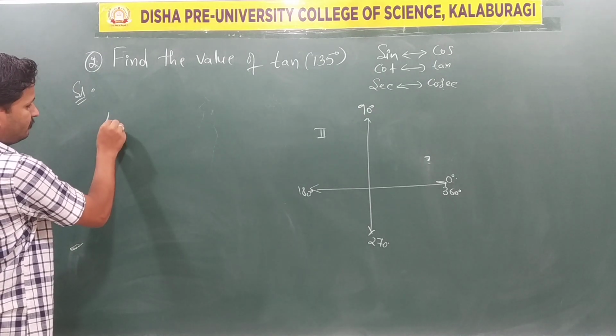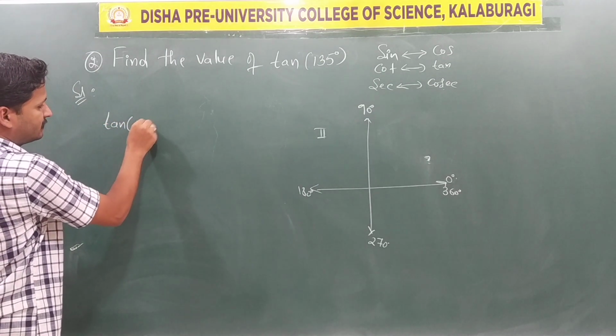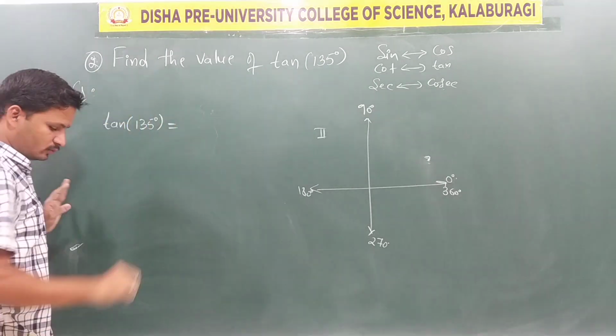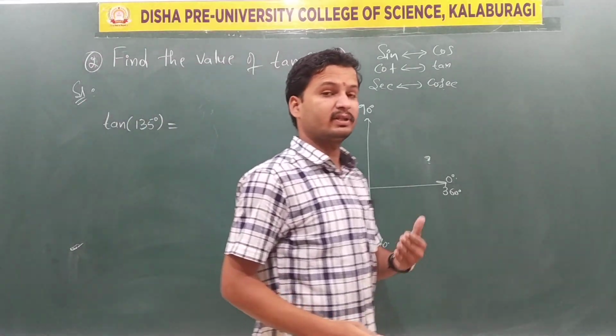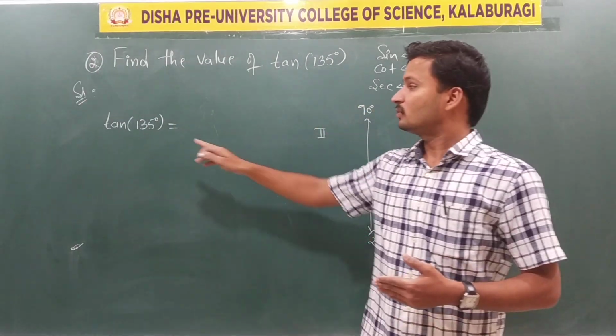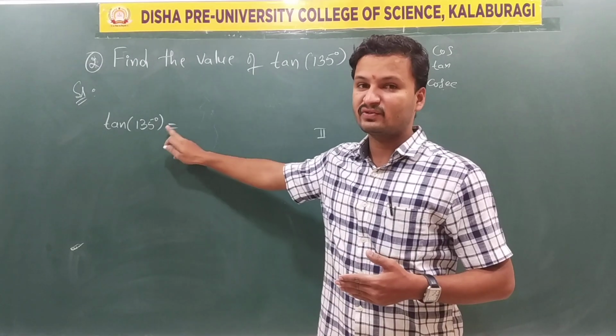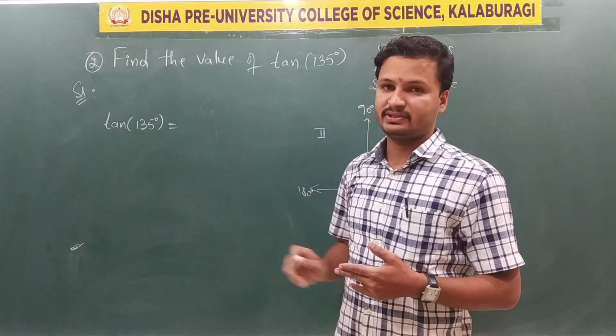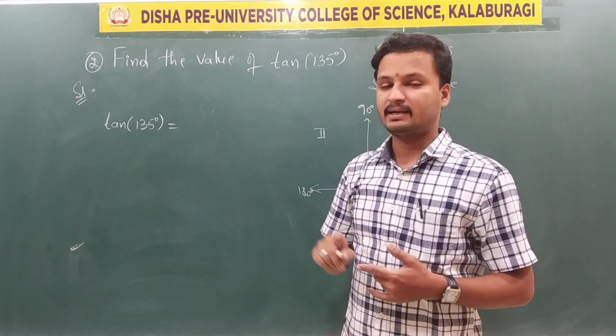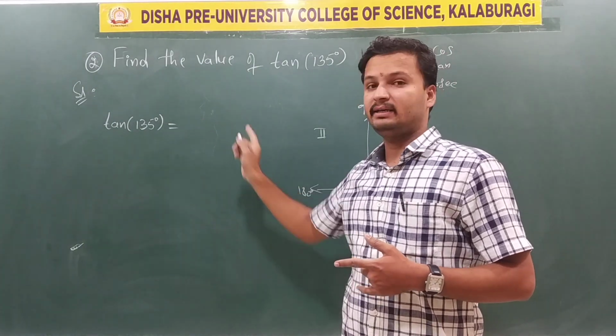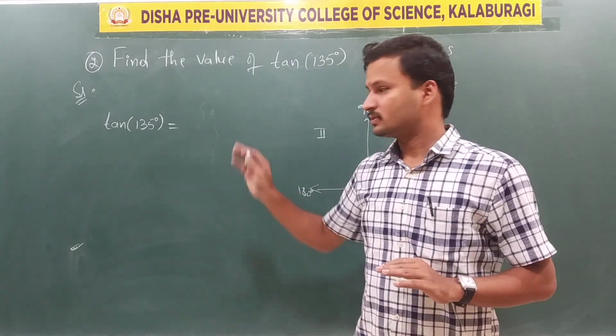Solution. Tan of 135 degree equals, so how to write 135 degree? 135 degree can be written as 180 minus something, that is one possibility, and the second possibility is 90 plus something. So write down.